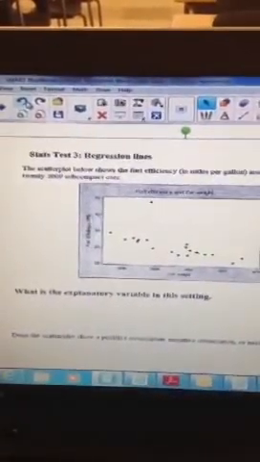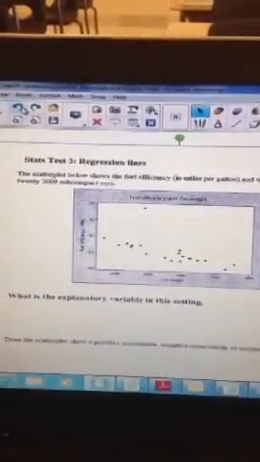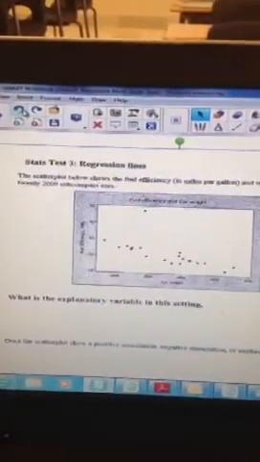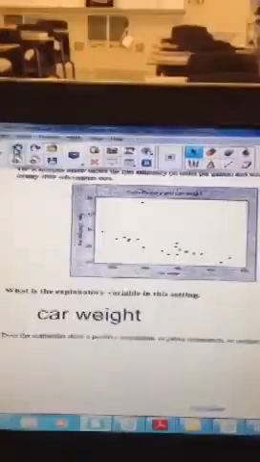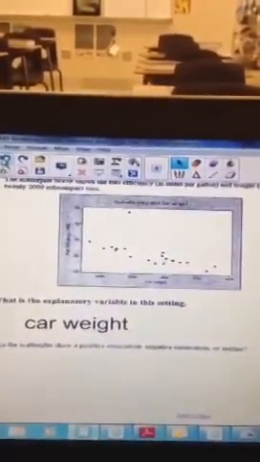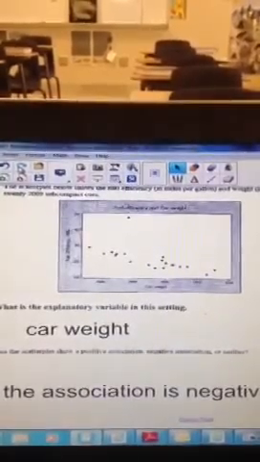These are the stat corrections on test 3. First question is, what is the explanatory variable in this setting? That would be the car weight. It's on the x-axis. Next question, does the scatter plot show a positive, negative association, or neither? And that is negative.